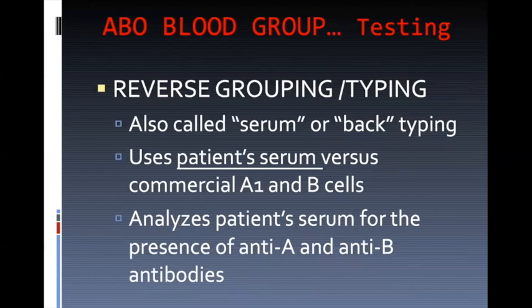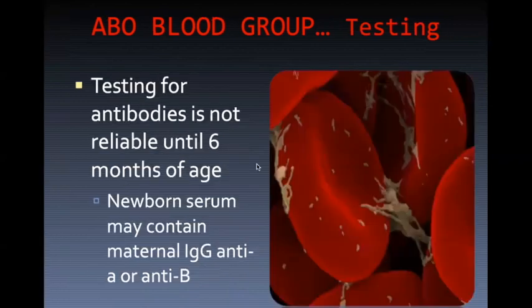Now, there are different types of testing. The reverse grouping or typing, also called serum or back typing, uses patient serum versus commercial A1 and B cells. This analyzes patient serum for the presence of anti-A and anti-B antibodies. In ABO blood group testing, testing for antibodies is not reliable until 6 months of age. Newborn serum may contain maternal IgG, anti-A, or anti-B.